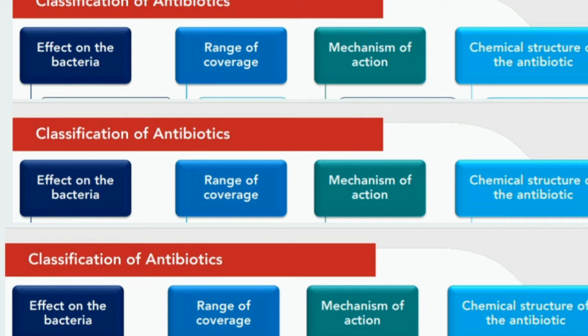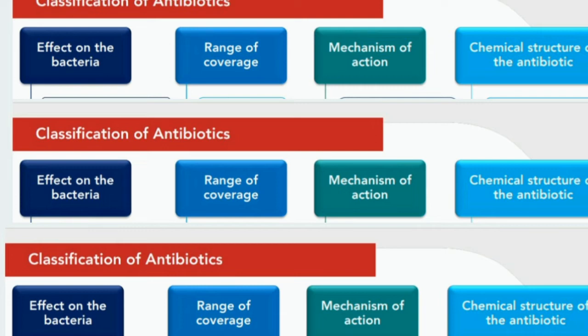The other classification is based on the range of coverage, and here we also have two groups: narrow spectrum antibiotics and broad spectrum antibiotics. Depending on the range of bacterial types that it affects, an antibiotic may be classified as narrow spectrum or broad spectrum. Narrow spectrum antibiotics are active against a selected group of bacterial types.